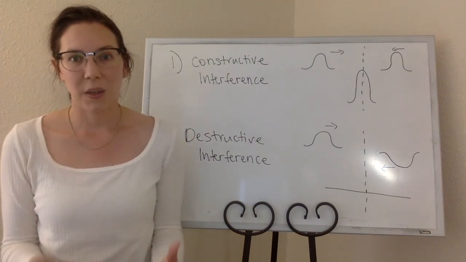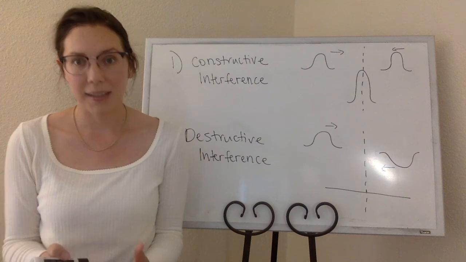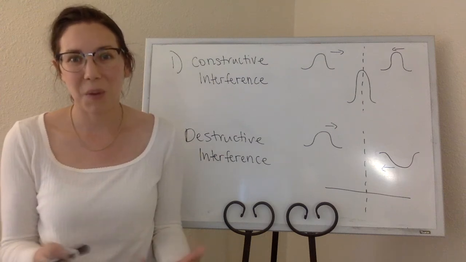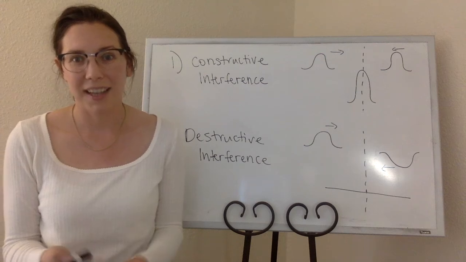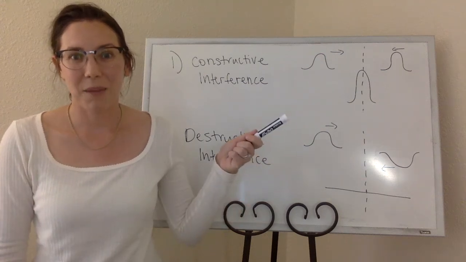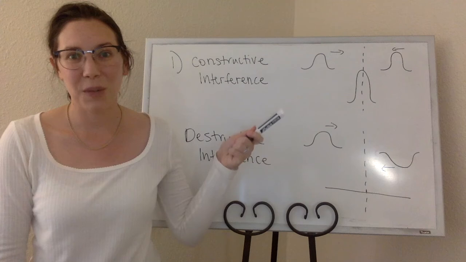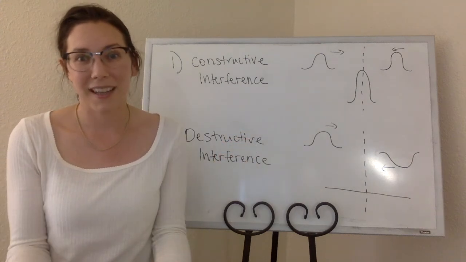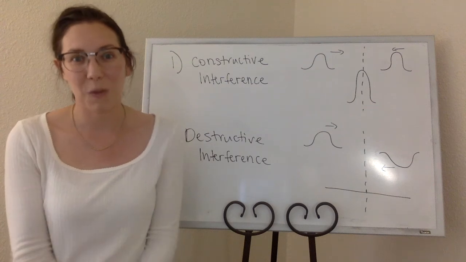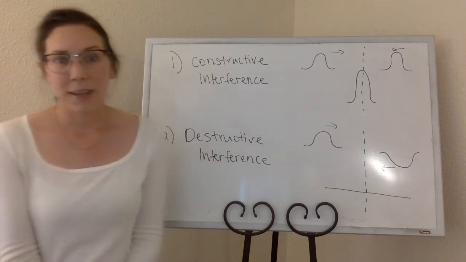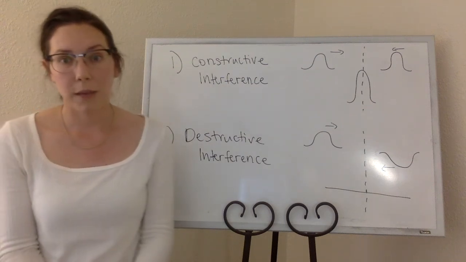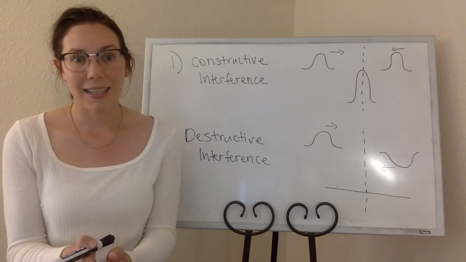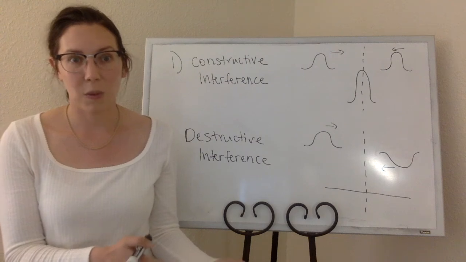Constructive interference occurs when two waves meet and the resulting waveform has a greater amplitude than both of the two individual waves. I've drawn a case here of maximum constructive interference where we have two identical waves that meet and then they produce a wave with twice the amplitude of one of the individual waves. Destructive interference occurs when two waves meet and the resulting wave has an amplitude that's less than at least one of the individual waves.